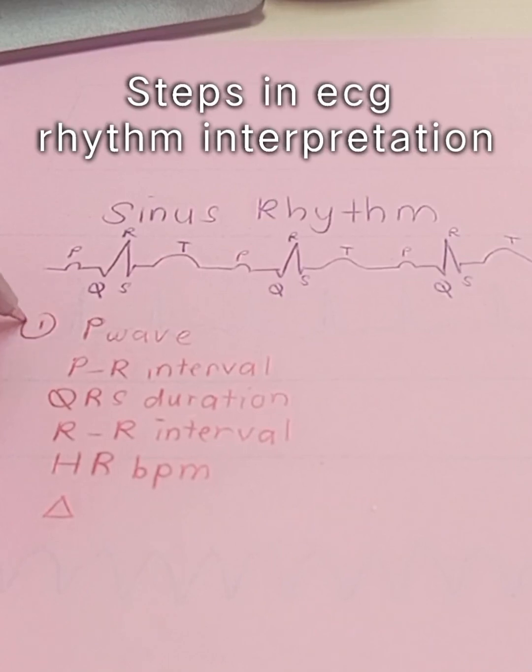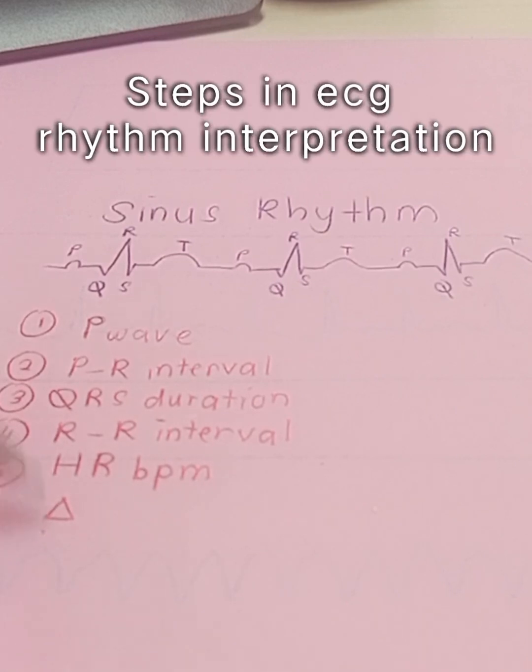Number 1 is P wave. Number 2 is the PR interval. Number 3 is the QRS duration. Number 4 is the RR interval. Number 5 is the heart rate, beats per minute. And then we've got the conclusion.